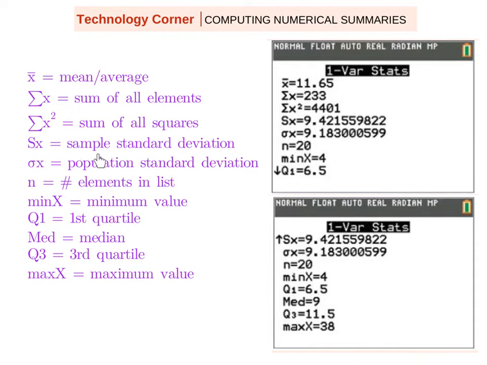S of x is your sample standard deviation, and that little whoop, that little baby sigma x, is the population standard deviation. We covered sample and population in another video. N means the number of elements in that list. So for example, we had 20. Min x, the same as max x, or well, they're related, not the same. But min means minimum value, and max means maximum value. Q1 is your first quartile. Med is your median, and Q3 is your third quartile. So yeah, your calculator can do that for you. Again, sorry, not sorry.